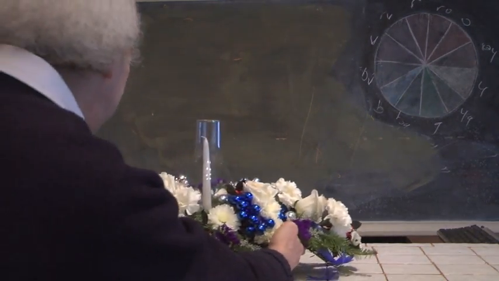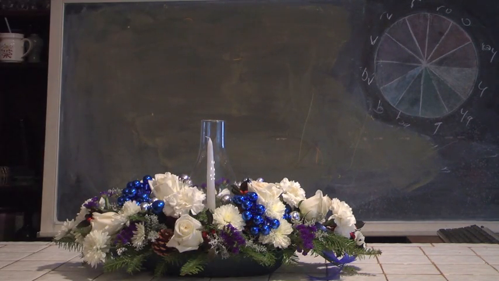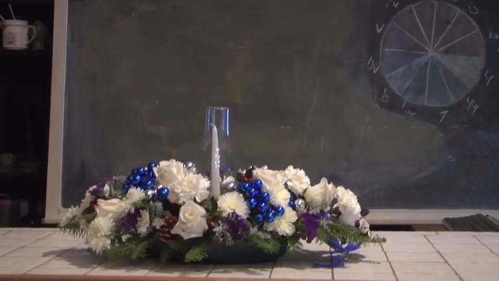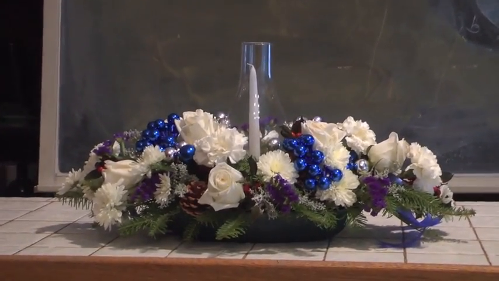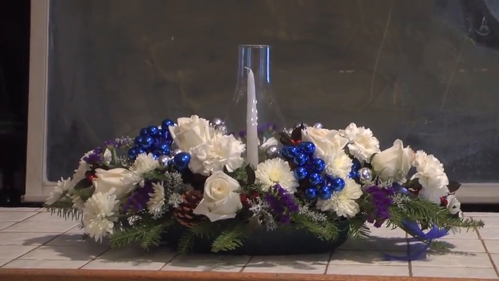And here is a typical example. This is a very pretty table centerpiece. It's rather elaborate. It has all kinds of things in it. Again, we're staying pretty close to the blue and white motif on this particular design.